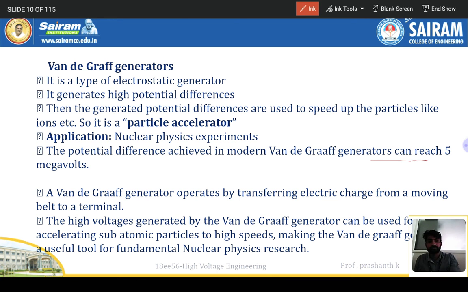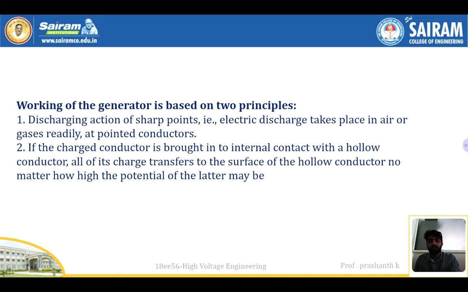Okay. So the working of the generator is based on two principles. One is the discharging action of sharp points. Electric discharge takes place in air or gases readily at pointed conductors. So air or gas is the working medium. And if a charged conductor is brought into internal contact with a hollow conductor, all of its charge transfers to the surface of the hollow conductor, no matter how high the potential of the latter may be.